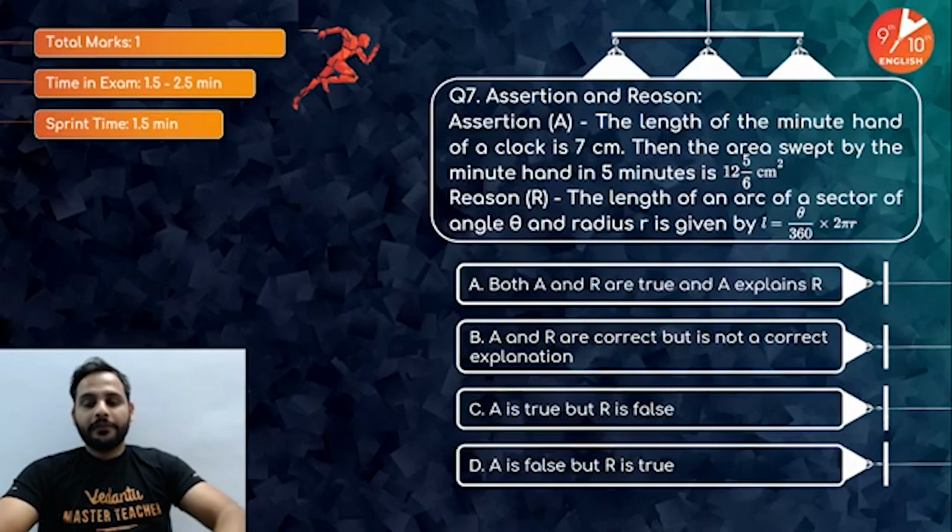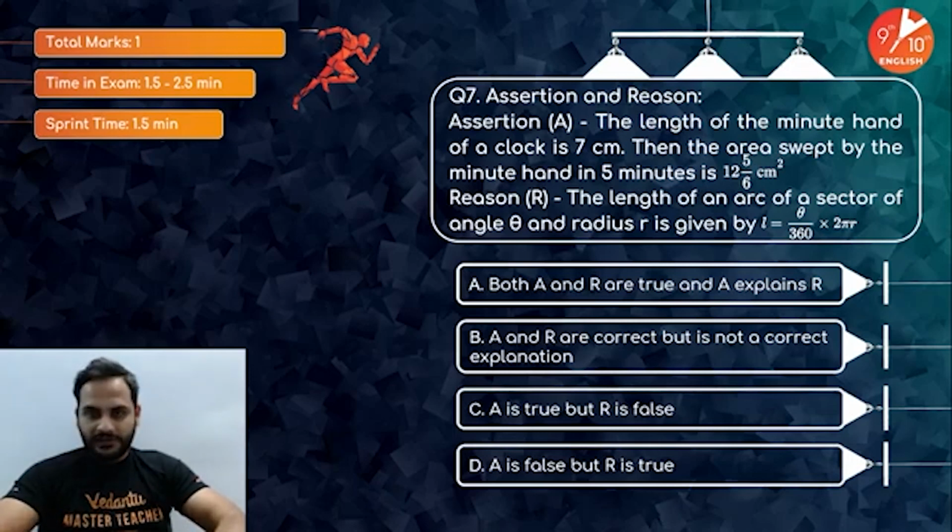I've told you the next step as well, what question might be there. Okay, now the assertion and reason question. Look, the first one: the length of the minute hand of a clock is 7 centimeter. Then the area swept by the minute hand in 5 minutes is 12.5 by 6 centimeter square. Now look, I know this will require some calculation. Okay, let's read the reason first.